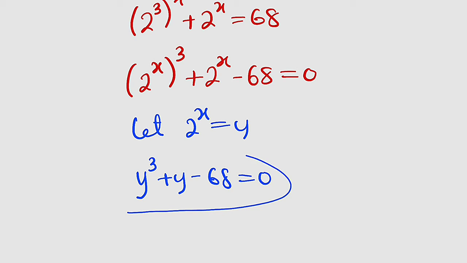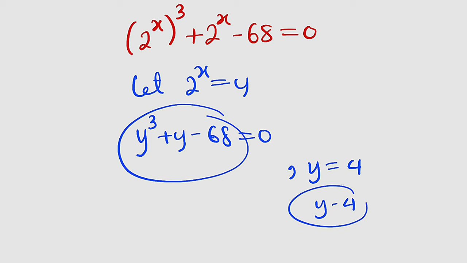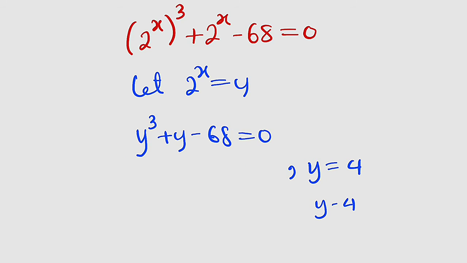You should expect 3 solutions after solving this equation, but in order not to waste time, I know that according to the rational root test, 4 can satisfy. So y equal to 4 can satisfy because 4 raised to the power of 3 is 64. Then we have another 4 here, that is 68 minus 68, that will be equal to 0. So if y equal to 4 is a solution, you should know that y minus 4 is a factor. So we are going to divide this by y minus 4 in order to obtain the other factor.